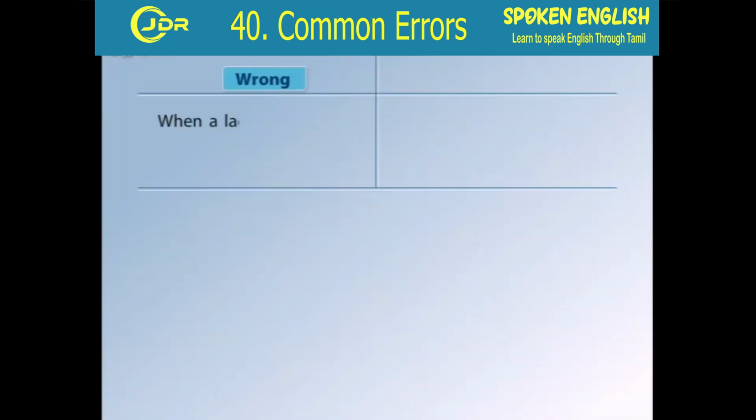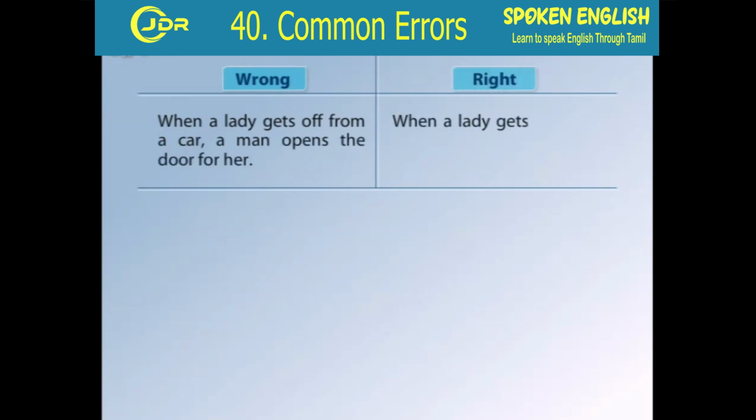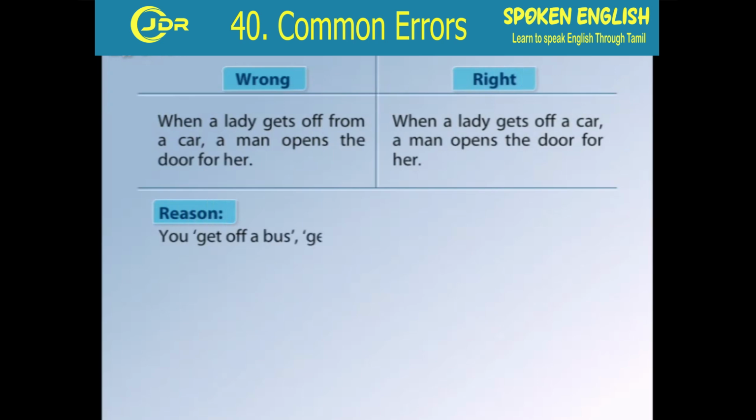Wrong. When a lady gets off from a car, a man opens the door for her. Right. When a lady gets off a car, a man opens the door for her. Reason: you get off a bus, get off a taxi. From is not required.